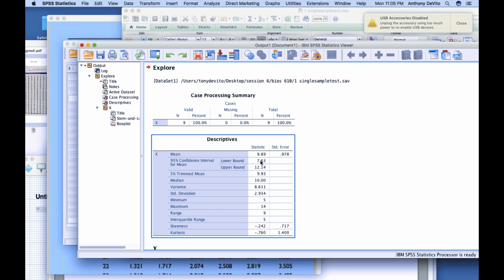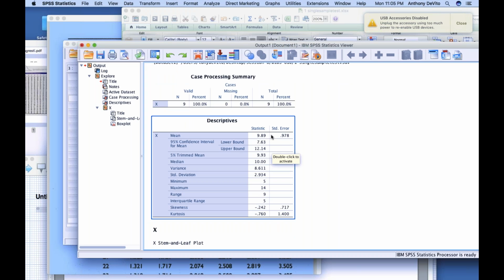The mean is 9.89. We got that, but we got 9.8888, whatever, right? And there's our standard error, same as we calculated. There's our confidence interval, same as we calculated it.